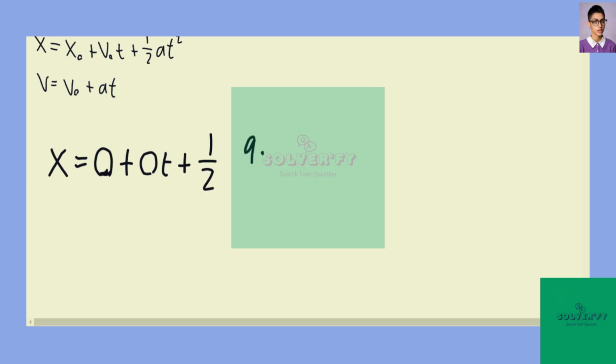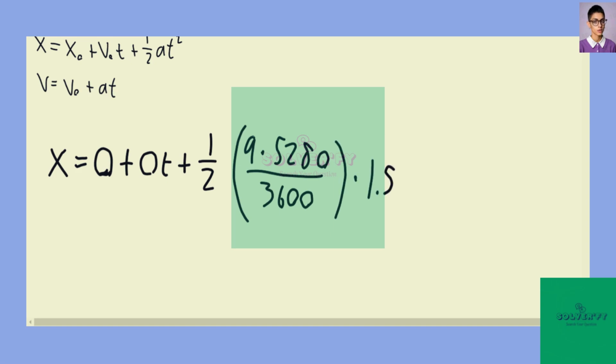So this would be 9 times 5,280 divided by 3,600 times 1.538 squared. And this gives us that the distance the car has traveled in this time is 15.621 feet.